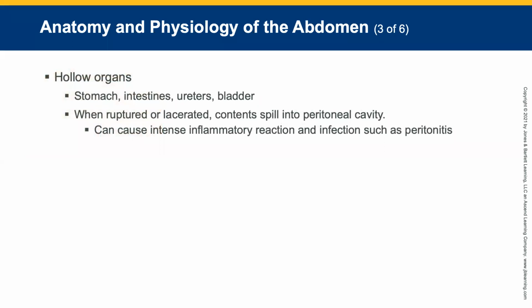Hollow and solid organs. So the hollow organs of the abdomen include the stomach, the intestines, the uterus, and the bladder. When ruptured or lacerated, the contents will spill into the peritoneal cavity, and this will cause inflammation, and most likely a severe infection. Severe abdominal pain, tenderness, and muscular spasms are all going to take place during this.